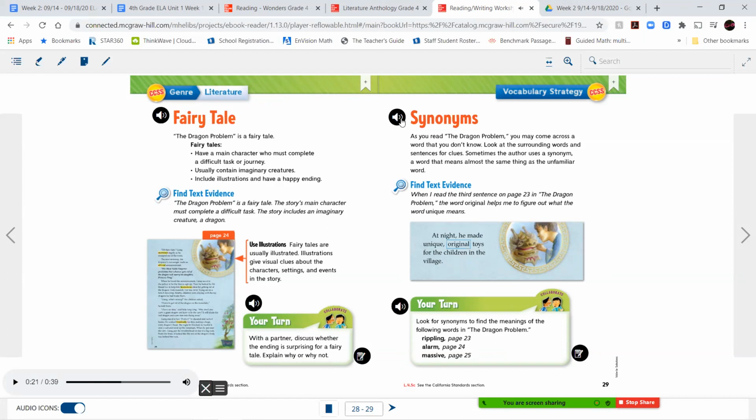Find text evidence. When I read the third sentence on page 23 in The Dragon Problem, the word original helps me to figure out what the word unique means. At night, he made unique, original toys for the children in the village.